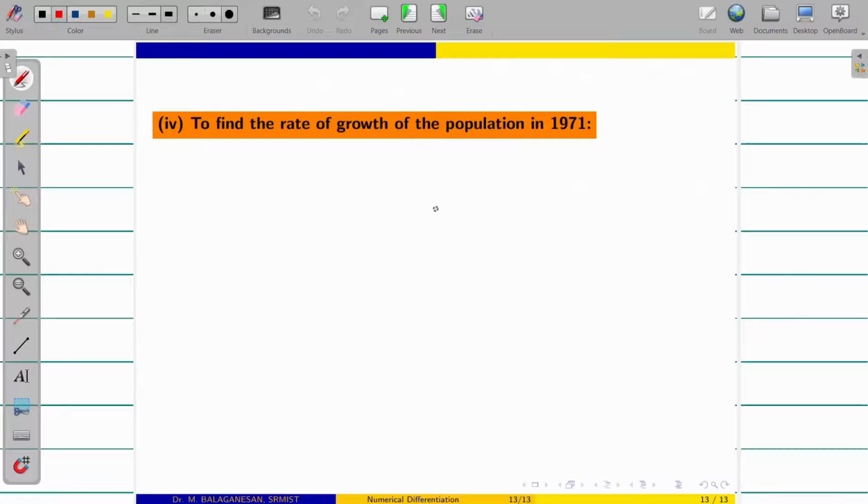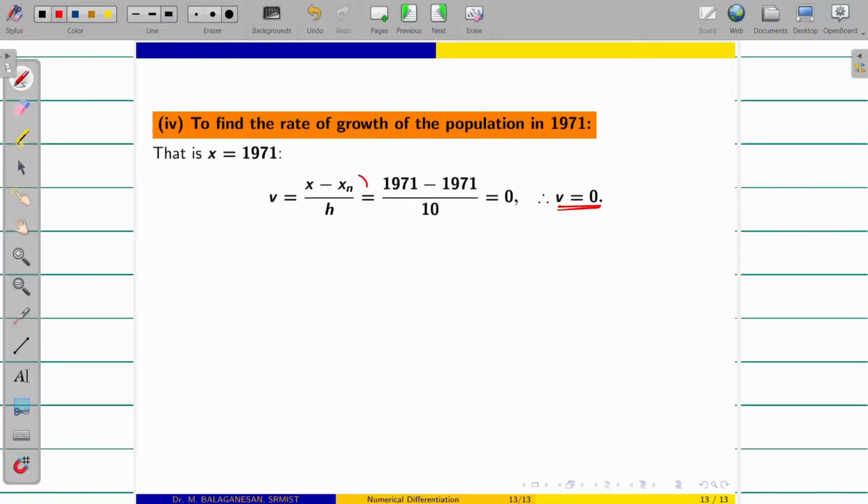Now the last one, we have to find the rate of growth of population in 1971 next. Okay, 1971. Then what about the v value here? x minus xn by h value will be 0. v value will be 0. x minus xn, that is the important one, guys. Here for backward it is u equal to x minus xn. For forward, first value of x. Backward, last value of x. That is the important thing.